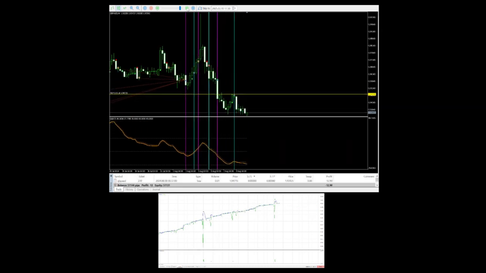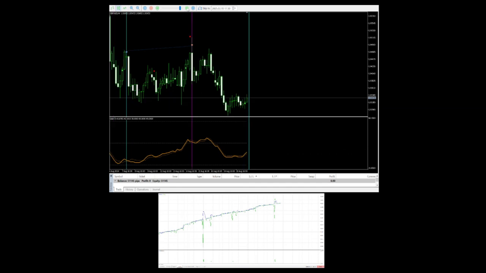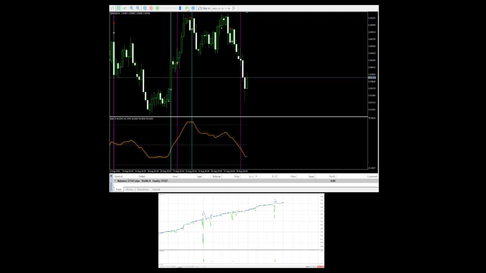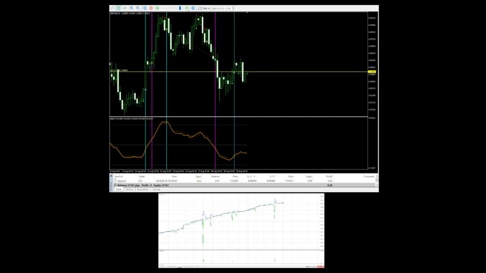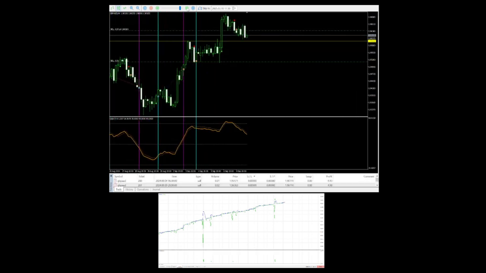We set maximum sequences per direction to 3. This caps our exposure. We allow both directions, so the EA can trade long and short simultaneously, catching moves in either direction. Now for the exit strategy.